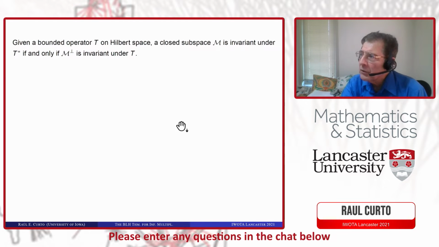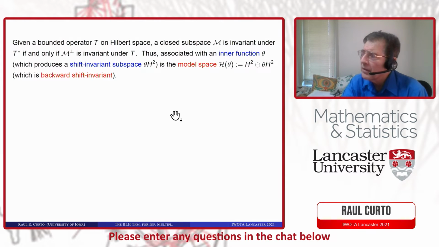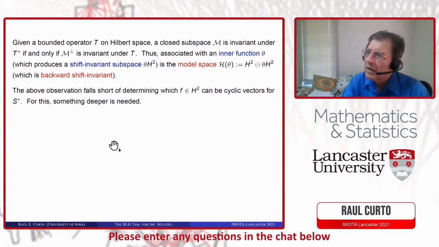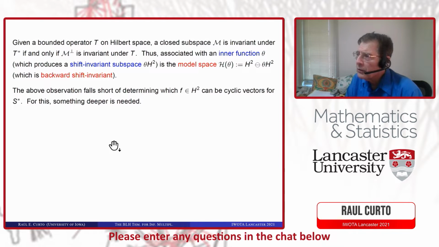Now, given a bounded operator T on a Hilbert space, we know that an invariant subspace for T corresponds to the orthogonal complement being an invariant subspace for T star. And so associated with an inner function, which produces a shift invariant subspace, is the model space, the orthogonal complement in H2 of theta H2, which therefore will be backward shift invariant. So this observation falls short of determining which F in H2 can be cyclic vectors.